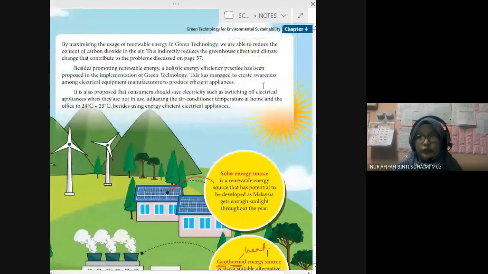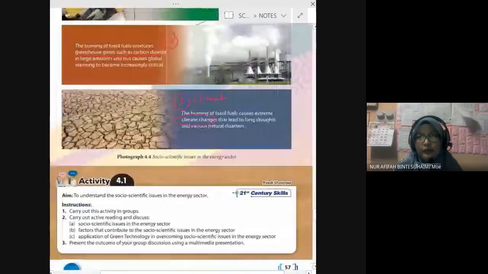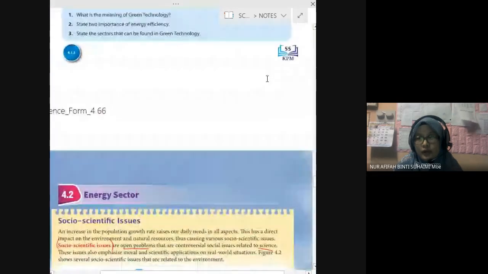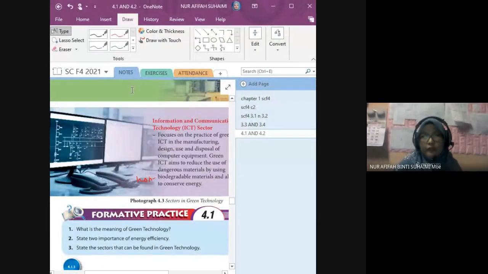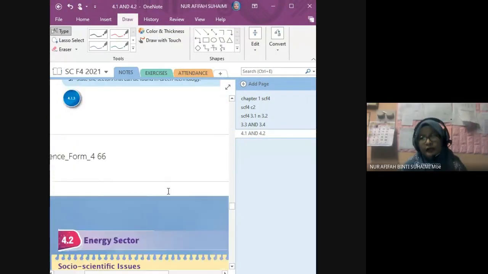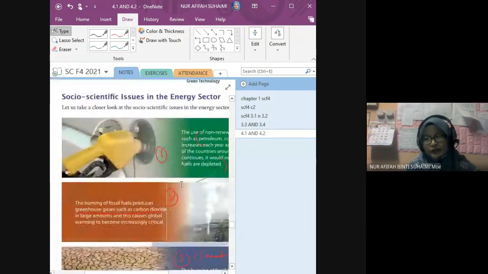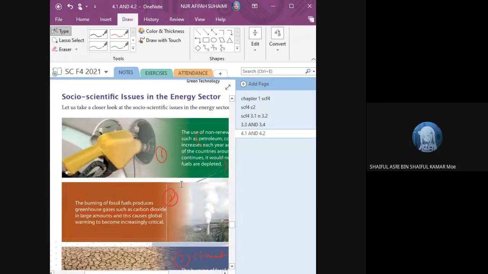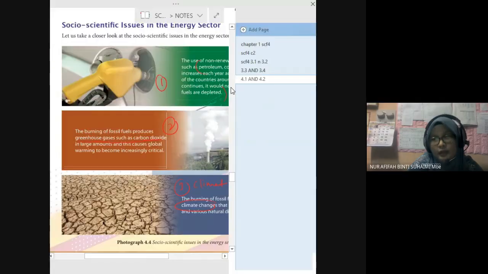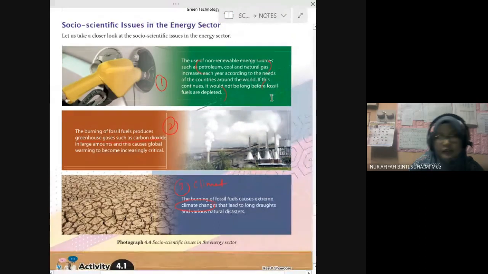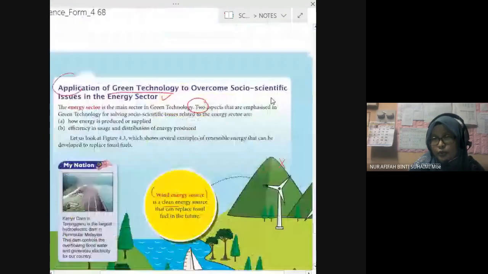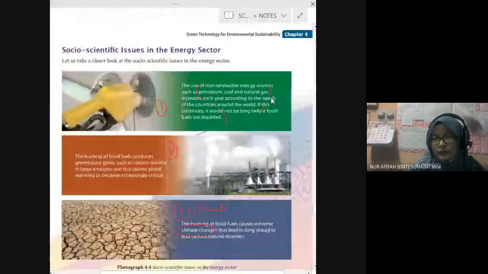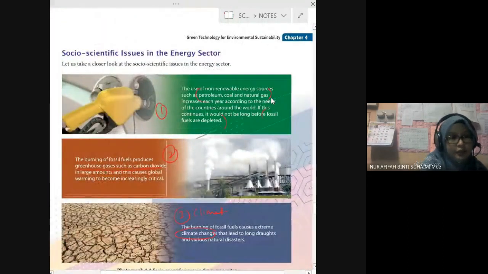Okay. So done with 4.1 and 4.2. Dah lah. Tapi yang ni banyak baca juga, cikgu. Banyak baca. Betul. Ni soalan structure. Dia akan tanya apa social scientific issue. Dia akan tanya isu je, energy sector, apa isu dia.